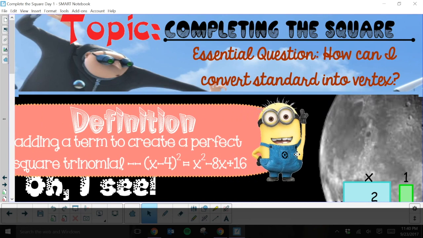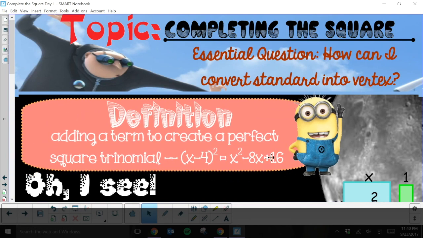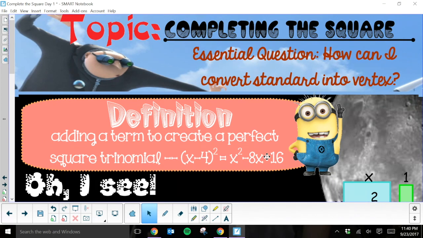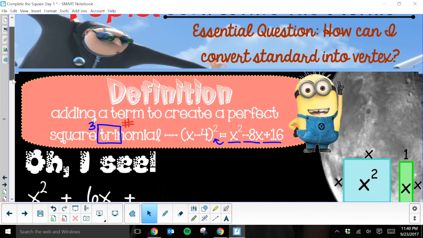So first things first is a definition of completing the square. All it is, as simple as I can put it, is that we're just going to add a term. And usually that term is just going to be a number that is going to help us create this perfect square trinomial. And a perfect square trinomial, if it helps, tri meaning 3, is something like this. So we have 3 terms, and then whenever it factors, it becomes something like this. Again, perfect square, things that have equal side lengths. So 3 times 3, or 3 squared, something kind of like that.